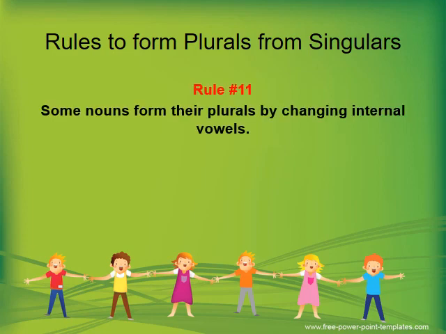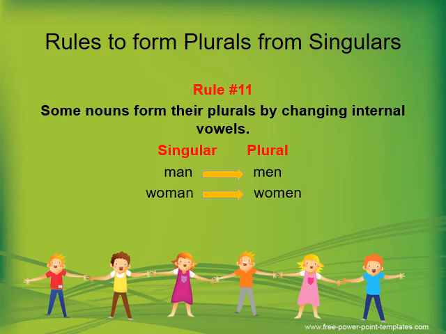Rule number 11 says that some nouns form their plurals by changing internal vowels. Let's see how. Man. So, man is a singular noun. Man is one man. So when you make its plural, what will we do? We will change the internal vowel A, and instead of A, we will write E in the plural form. So man will become men.